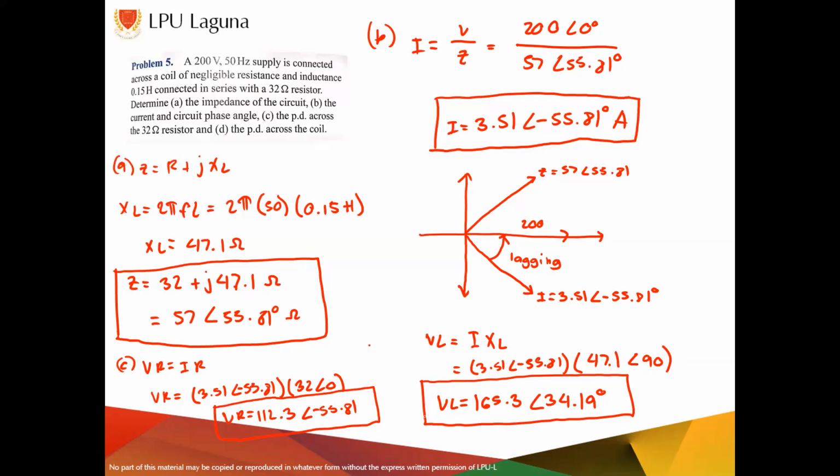So merong shortcut sa calculator niyan kung paano isusulat ang polar form. Pero syempre, kaya nyo rin namang manu-manuhin yan. 3.51 times 47.1. Ayun yung inyong 165.3. Then, negative 55.8 plus 90 degrees. Ayun yung inyong 34.19. Okay, last number.